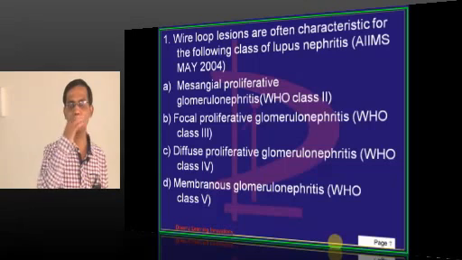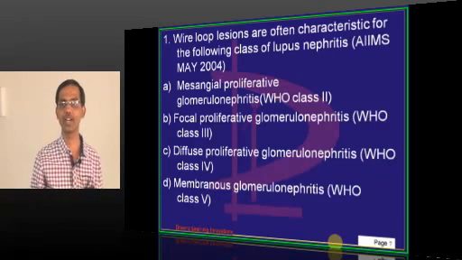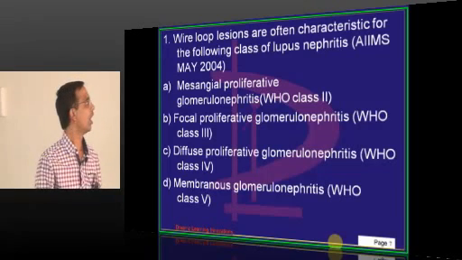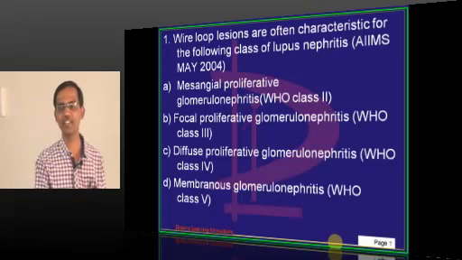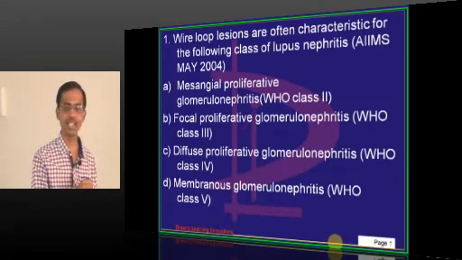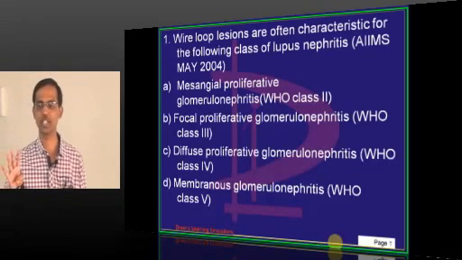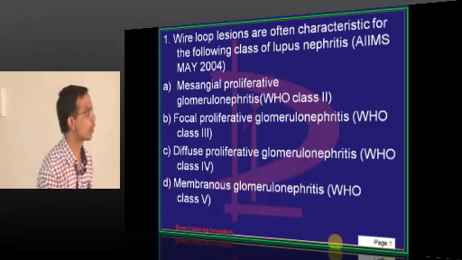They are classified from class 1 to class 6. There are 6 classes of lesions you find in lupus nephritis. One of the types is called wireloop lesions, which is a very favorite MCQ that is asked. Wireloop lesions are seen in class 4 onwards, which is called diffuse proliferative.